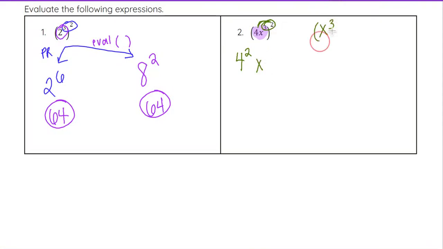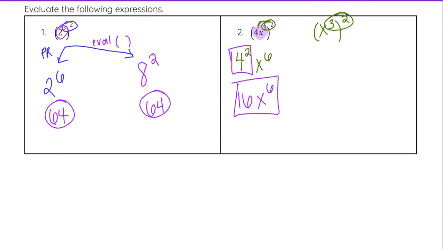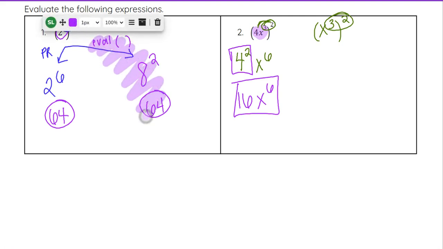So that's like this, if I were to look at that portion alone. And 3 times 2 is what we would do using the power rule. And 3 times 2 is 6. So this would be x to the 6th power. And then we can evaluate 4 squared. 4 squared is 16, so this would be 16x to the 6th power. So I wanted to show you that you can't always use this evaluating the parentheses option first, because if we don't have a number base being raised to an exponent, then we have to use that power rule to actually simplify.